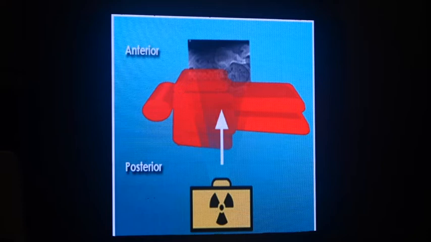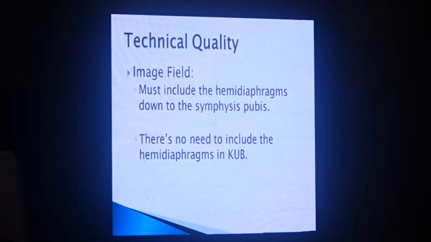This is the lateral decubitus position, keeping the machine anteriorly, keeping the patient in lateral decubitus position, and the film posterior to the patient. Now regarding the technical quality for skiagram, it must include both domes of the diaphragm up to the pubic tubercle as well as symphysis pubis. This is not required particularly for taking the skiagram of KUB, kidney, ureter or bladder.